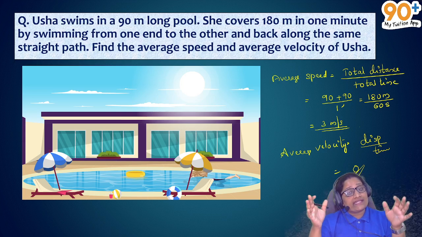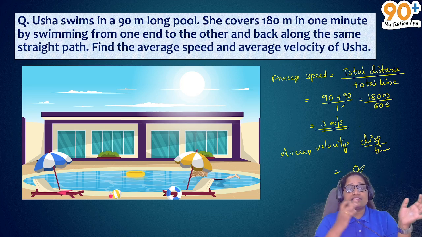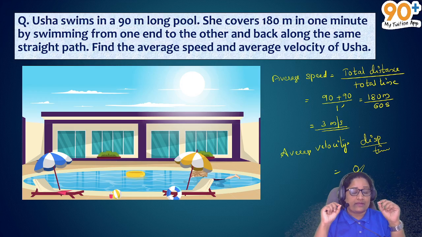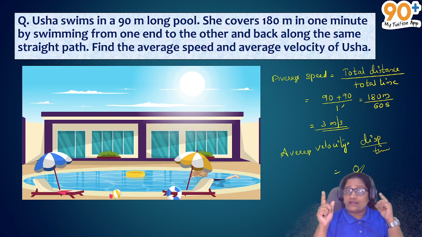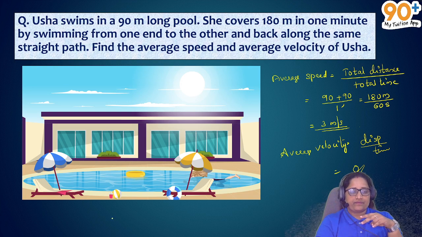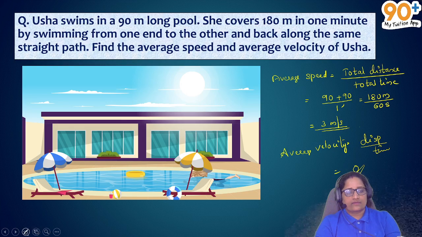She covers 180 meter in 1 minute. 180 meter means 90 to and fro, which is 90 plus 90. So the total distance is what? 180 meter. Now her initial position and final position are what? Same. Therefore distance is 180 meter but displacement is 0. Clear?